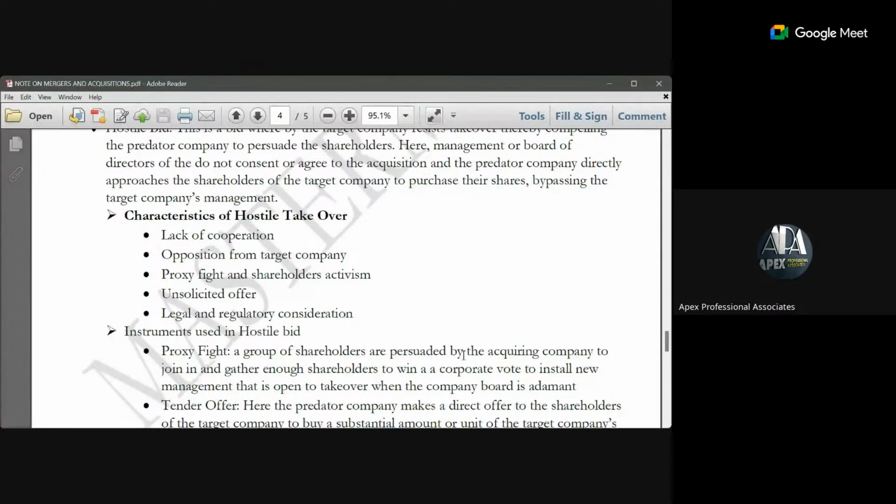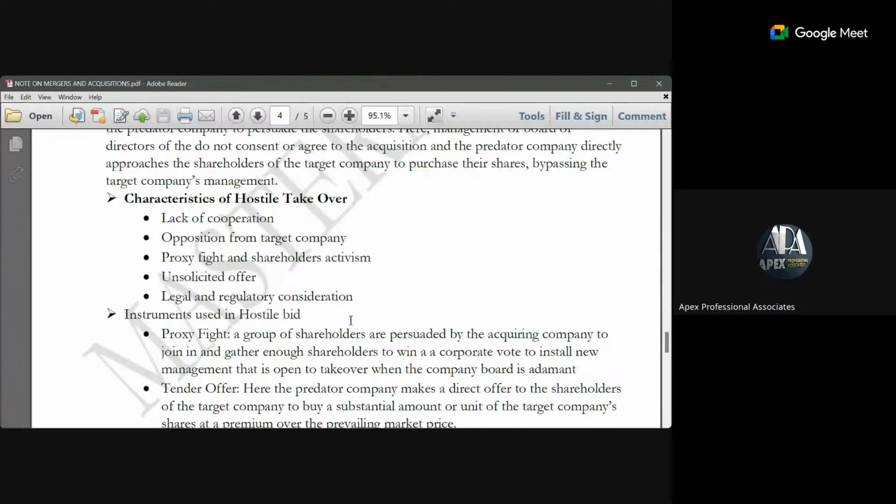Thank you. We also have opposition from the target company. When you notice that the management team of the target company are insisting no, or they are working against the merger or the acquisition, you should identify that this type of merger or acquisition is a hostile one. We also have proxy fights and shareholder activism.